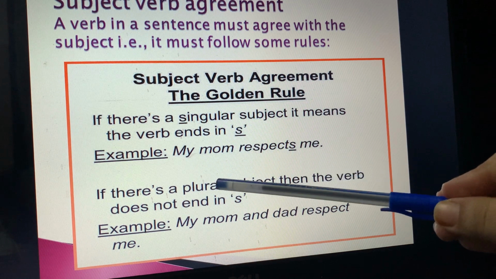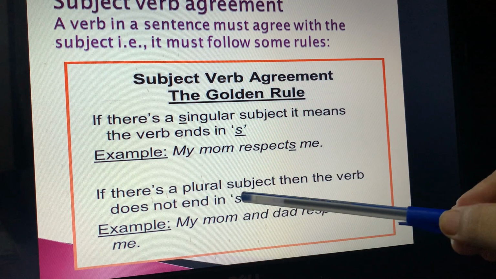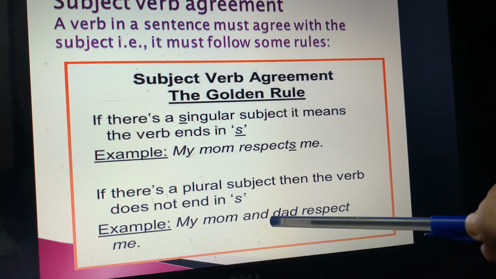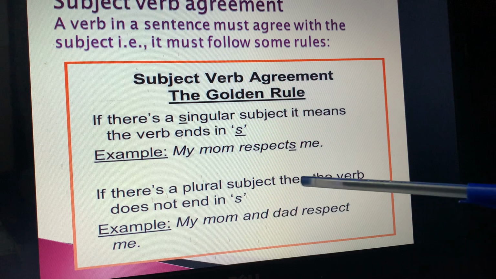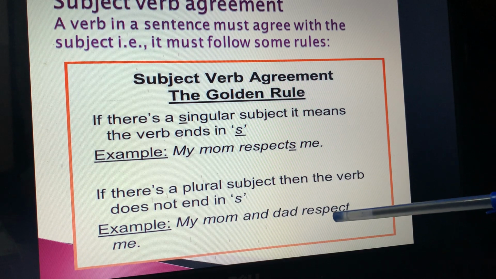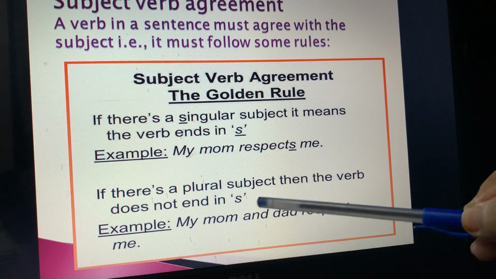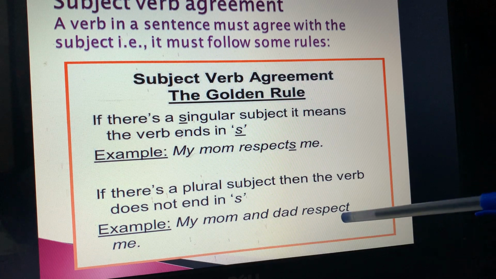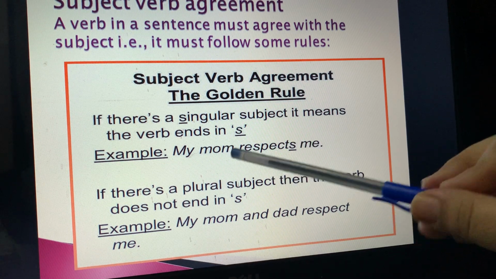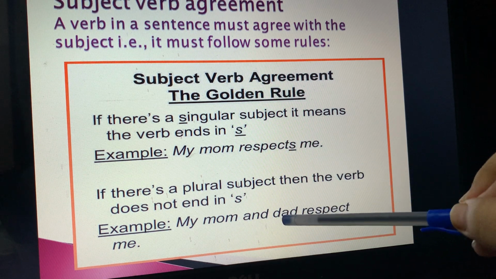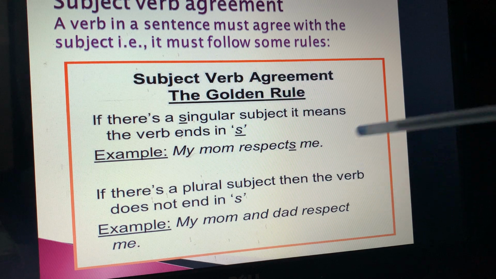Fine. Now next, if there is a plural subject, plural means more than one, like my mom and dad, they are two persons, then the verb does not end in s. There is no s over here. You all can see, my mom and dad respect me. It is not respects. Over here the subject is singular, so it is respects. Now over here the subject is plural, so it is only respect.